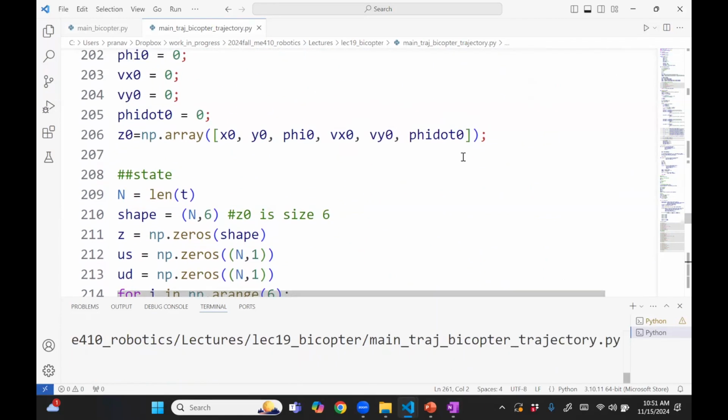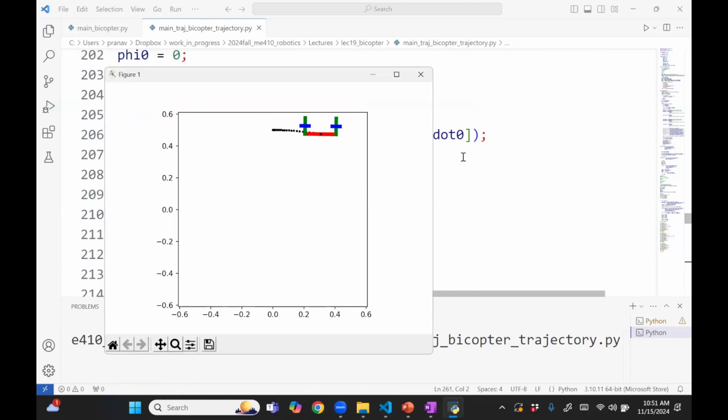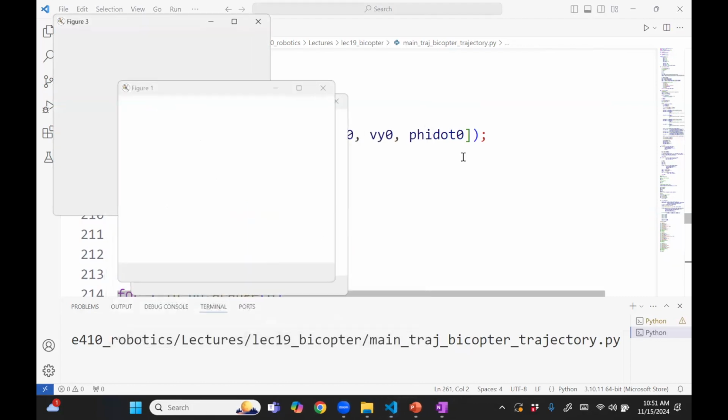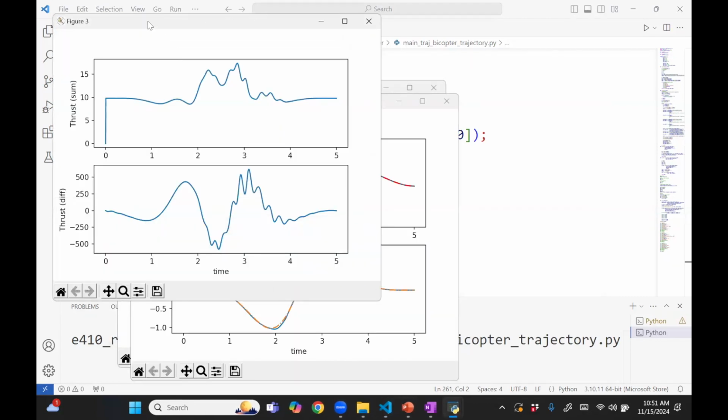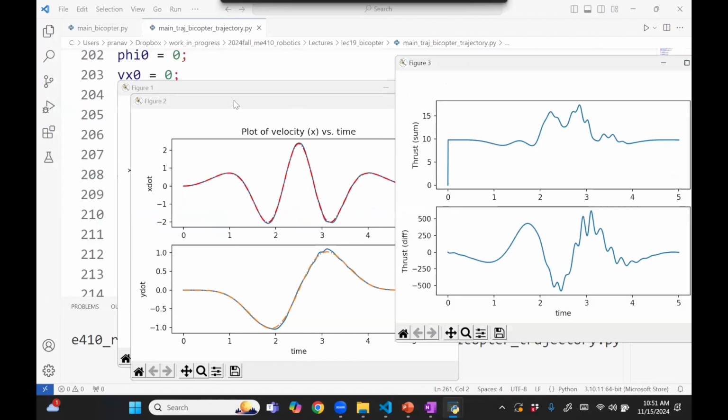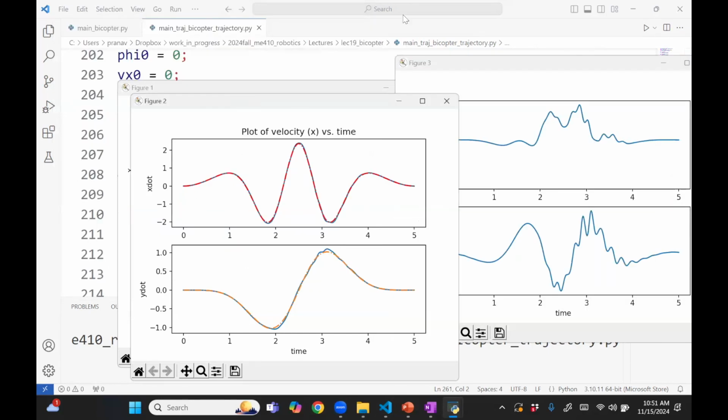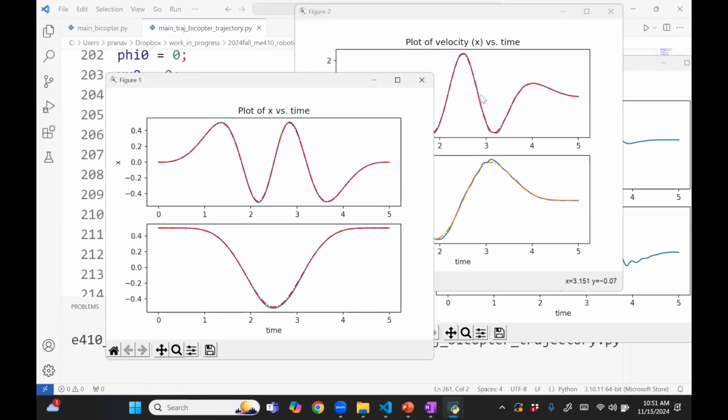So here we go. Figure 8: it tilts, accelerates, tilts back, and the gains are manually tuned. This is going to show a bunch of things: the thrust versus sum and difference, the plot of velocity versus time, position versus time. Tracking is good because the red follows the blue. So that's how you do tracking of a trajectory.